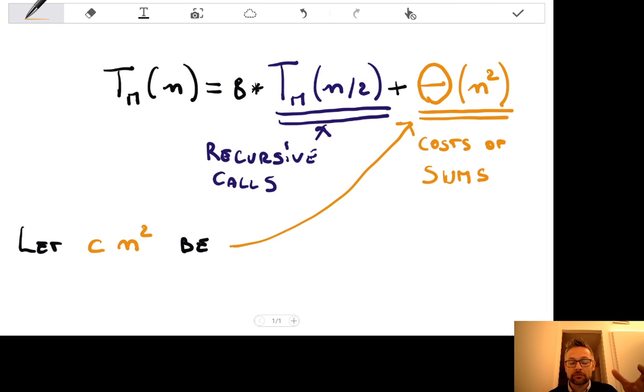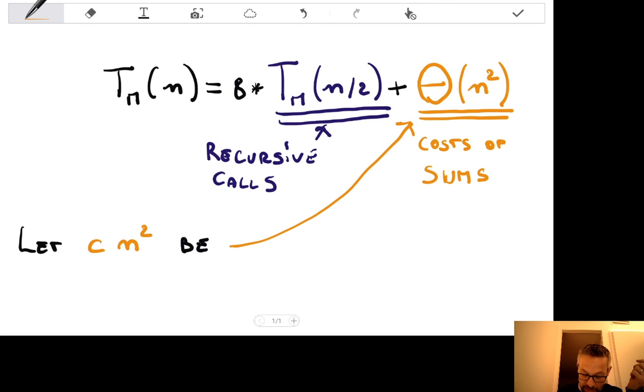While now I want to do in some sense a step back. I want to write in a proper functional way the cost of those sums. And so, since we are dealing with the theta of n squared set of functions, I'm choosing one of them. They should be not distinguishable from the asymptotic point of view. So I choose the easiest one, and the easiest one is c multiplied by n squared. Okay.